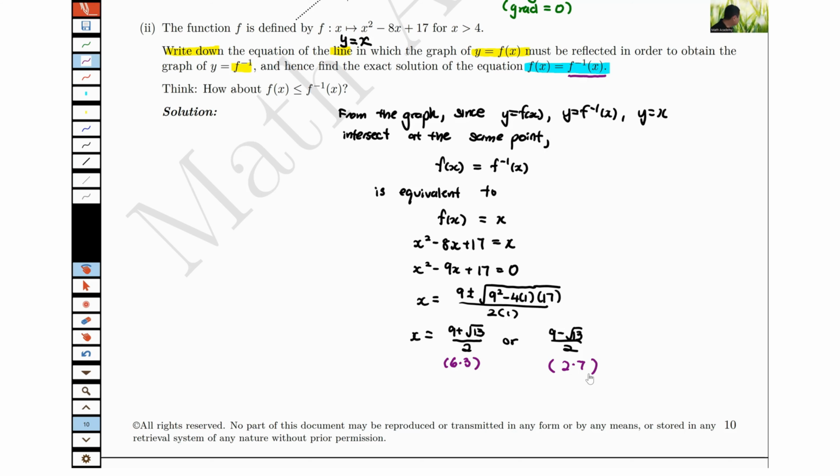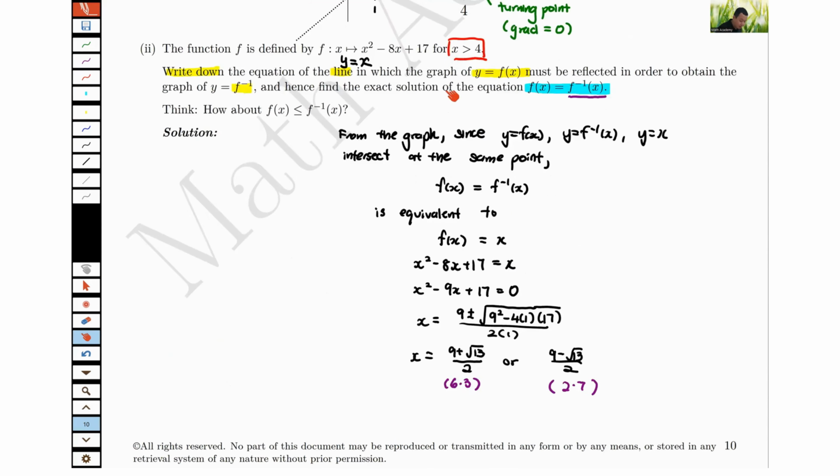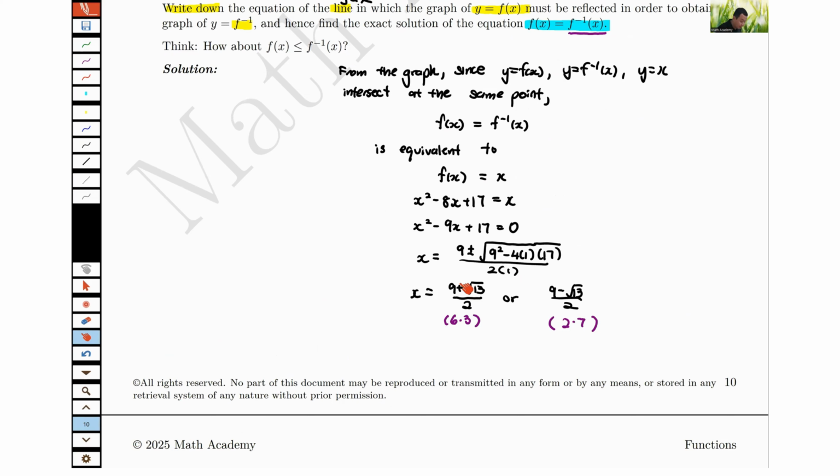You see that there are two solutions. However, the intersection clearly showed that there's only one point. So you should reject one of them, but that rejection is based on your domain. The domain of your f function is x larger than 4. So the graph should only intersect anywhere larger than 4, nothing before that since there's no graph. Okay, so give the answer that is larger than 4, which is the 6.3 part. The other one should be rejected.